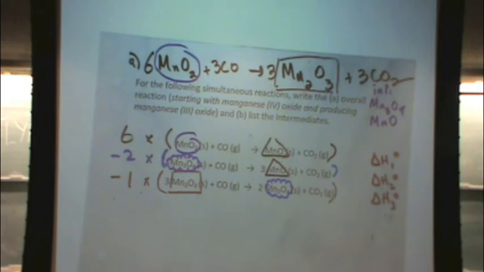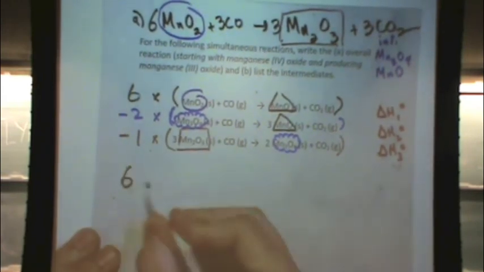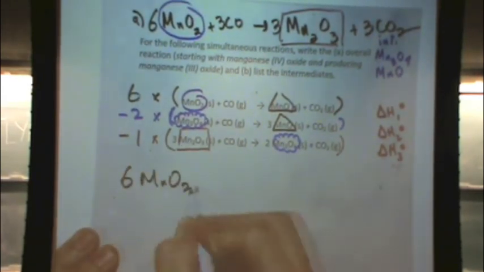Okay. I could simplify my reaction a little bit if I wanted to. How would I do that? Yeah, I could divide by 3 if I wanted to. But I will just, let me rewrite this. MnO2.